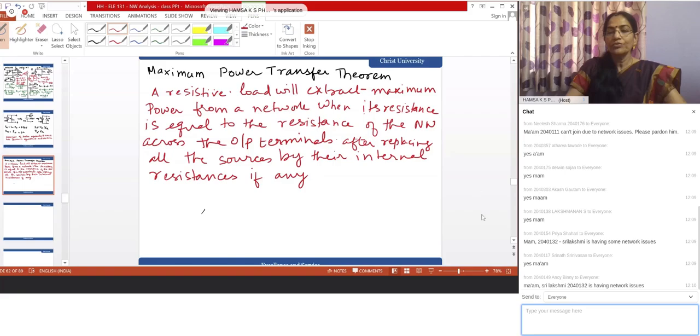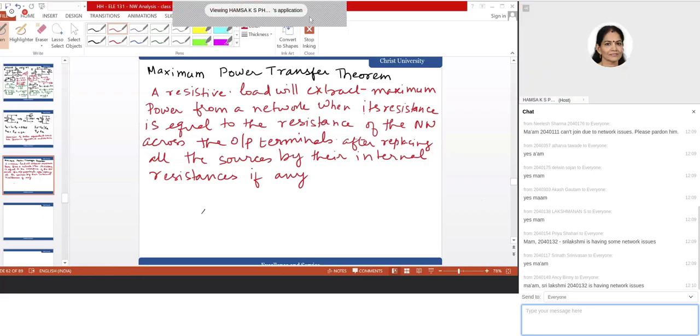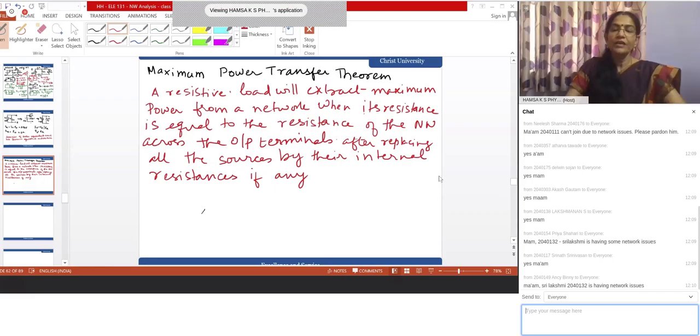I want you to go through this and tell me what you understand from this. Read it two to three times, you will get the idea what it means.